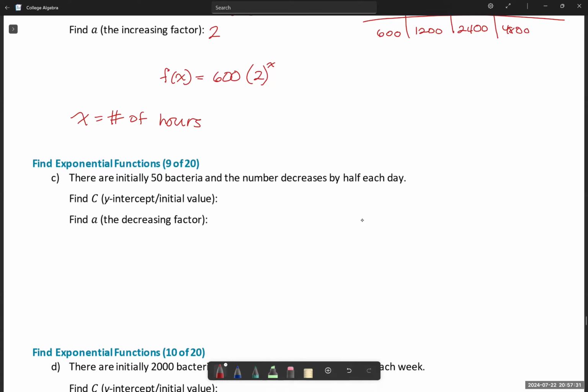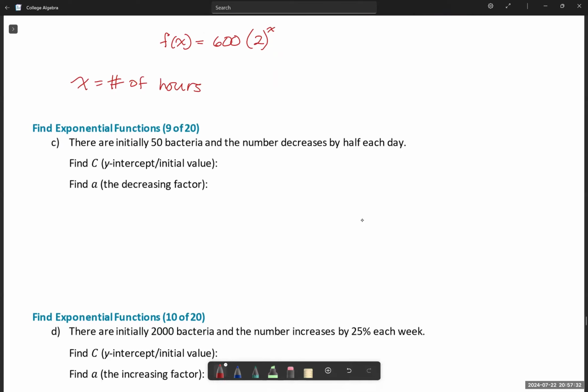Okay. Here we have the verbiage again. It says there's initially 50 bacteria, so that's my C value, and the number decreases by half. So that means we're multiplying by 1/2. So the growth factor is just 1/2.